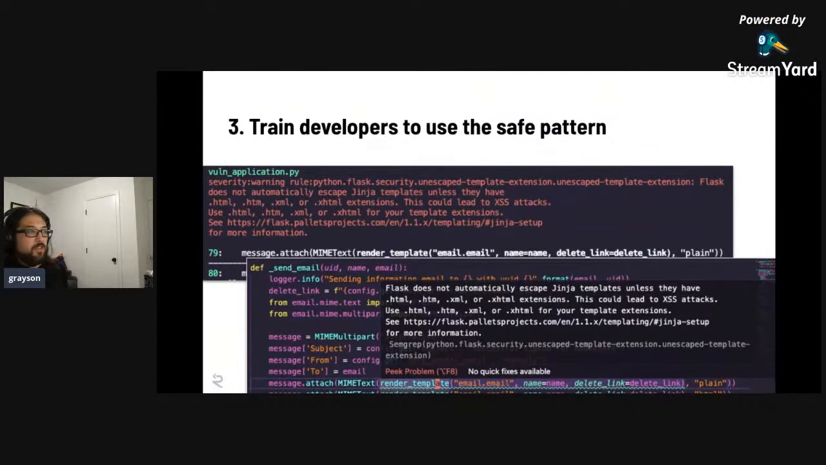Step 3 is to train the developers to use the safe pattern. We're small, we move fast, and I'm lazy, which means the primary way in which I educate developers is through the messages that get presented to them through the code scanning. We have a couple of options for integrating into IDEs, so messages get displayed there. It's also integrated in our CI/CD pipeline. So they're in both places. It's the same message both times. It reiterates: this is why it's bad, and this is what you should do instead.